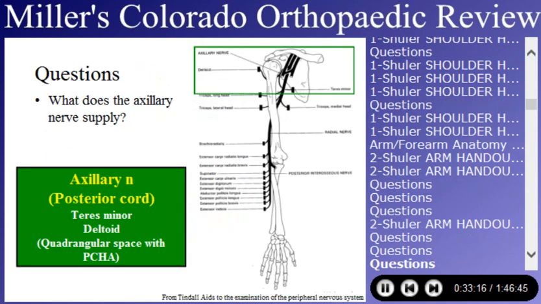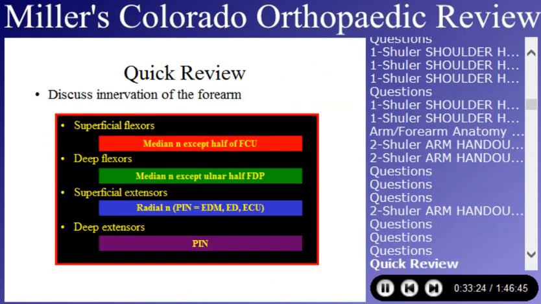Axillary nerve, what is the supply? Teres minor, deltoid. Don't forget it travels the quadrangular space. Innervation of the forearm. This is actually something that Dr. Miller had in his review. Superficial flexors, real easy, median nerve except the half of the flexor carpi ulnaris. Deep flexors, also again median nerve except for the ulnar half, FDP.